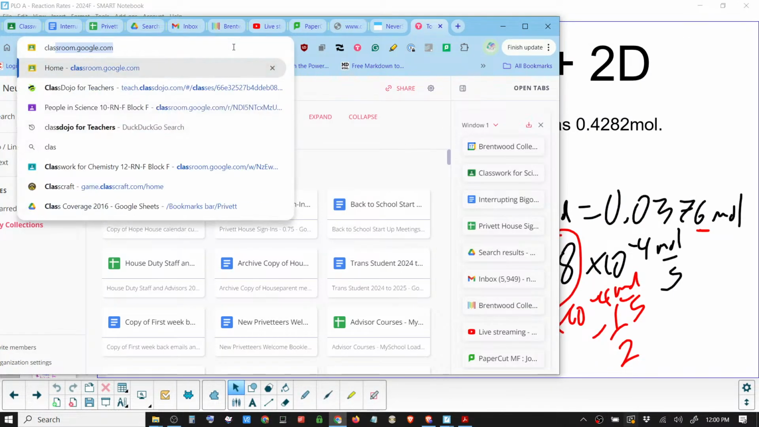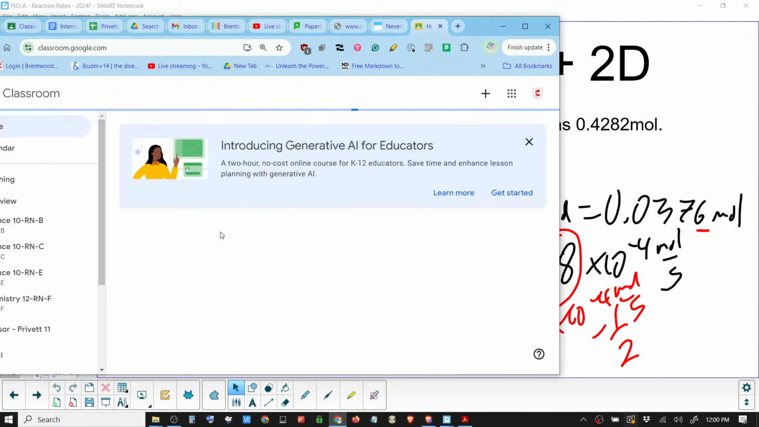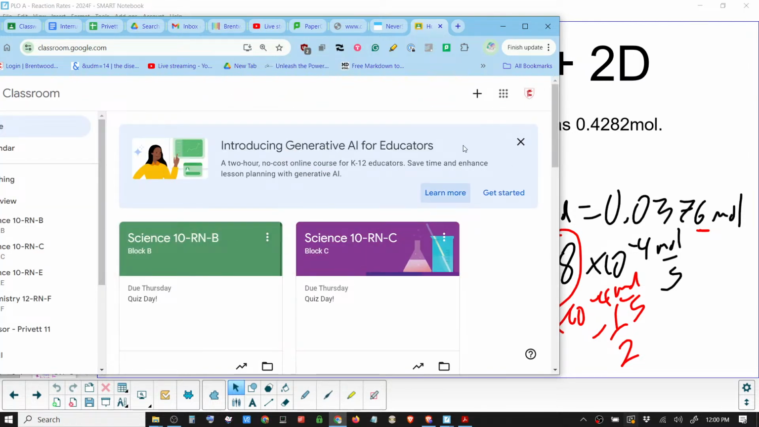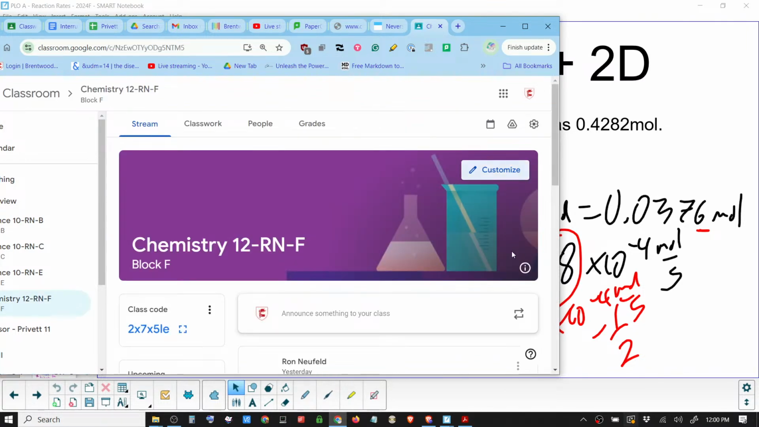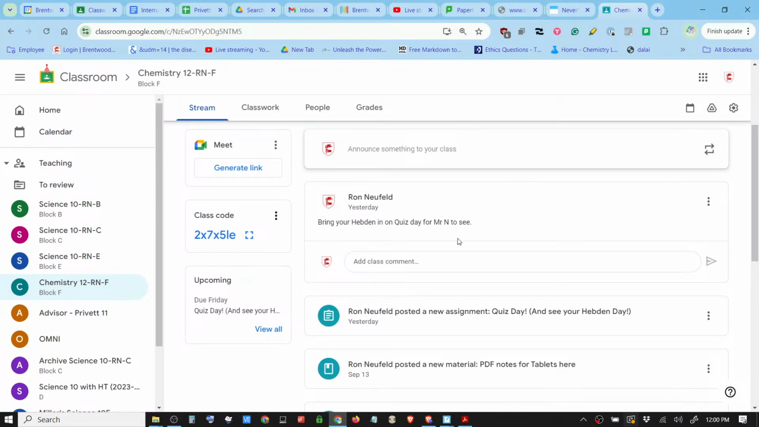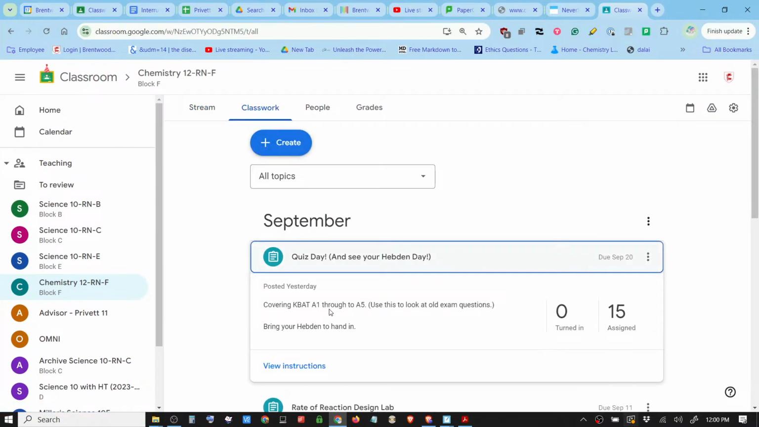Classroom. Someone said, how do we know what the quiz is on? I posted the quiz. Generative AI for educators. Chemistry 12. So, I put in your quiz day. It's currently on the wrong day. But when I post it, I told you what KBATs it is. So KBAT A1 through A5.